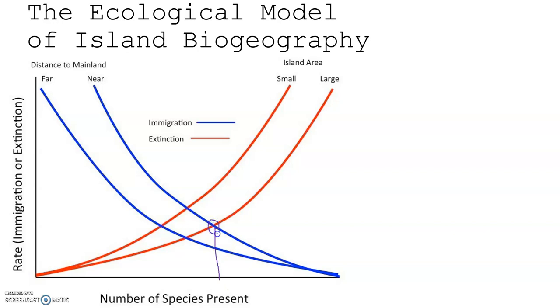If we look at this intersection of birth and death rates, so immigration and extinction, when the island is near and large, this is where you have a lot of species presence, because this is what we're measuring here. And if we look at this intersection, we have an island that is far and small, so we have a fewer number of species, because our species increase as we move across. So we look for the intersection of those two lines. It would make sense that in between would be large and far and small and near islands.